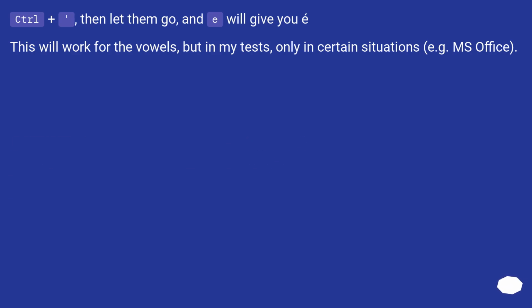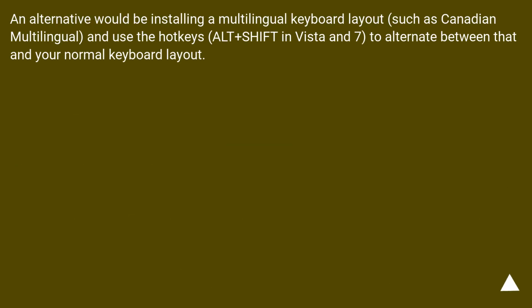Control plus comma, then let them go, and E will give you é. This will work for the vowels, but in my tests, only in certain situations, for example MS Office. An alternative would be installing a multilingual keyboard layout, such as Canadian Multilingual, and use the hotkeys Alt plus Shift in Vista and 7 to alternate between that and your normal keyboard layout.